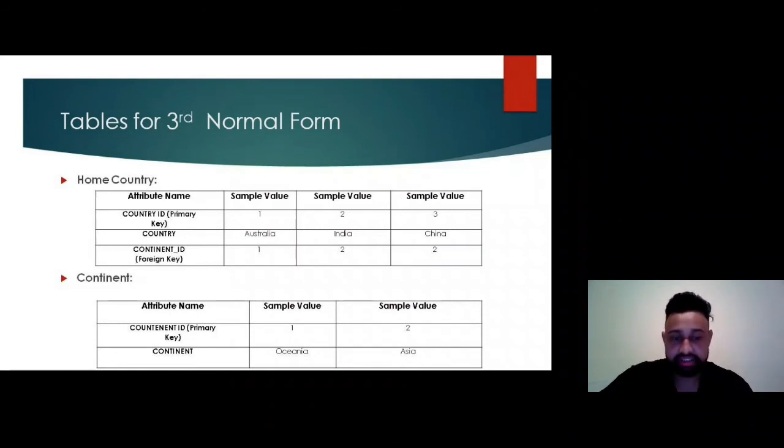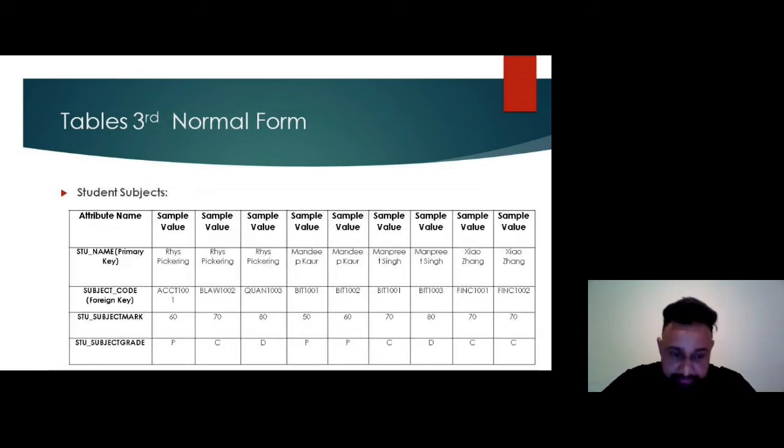In the home country table, I have assigned IDs to the countries and made it the primary key of the table, and continent ID as foreign key. Similarly, in the second table, I have assigned IDs to continents and made it the primary key for the table. In the student subject table, I have set student name as a primary key and subject code as a foreign key.